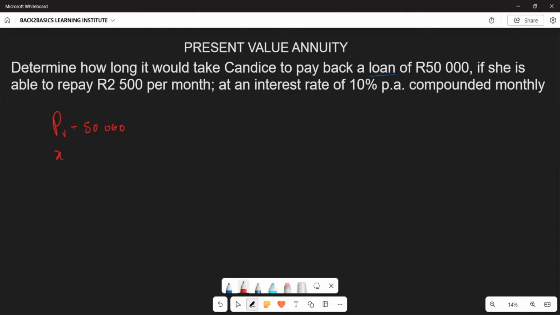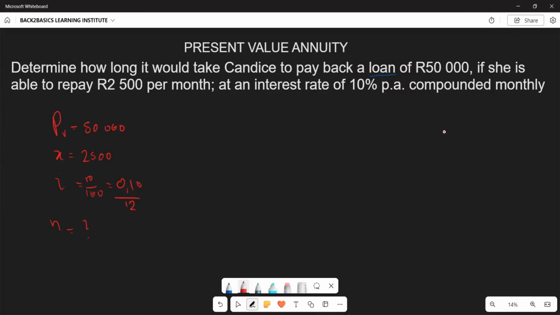What else do we have? We have our X, the monthly installment, which is 2,500. And we have our interest, which is 10%, the same as 10 divided by 100, which is 0.1, over 12, because this is going to be the monthly installment. What we are looking for is the number of months in which Candace can repay this particular loan.